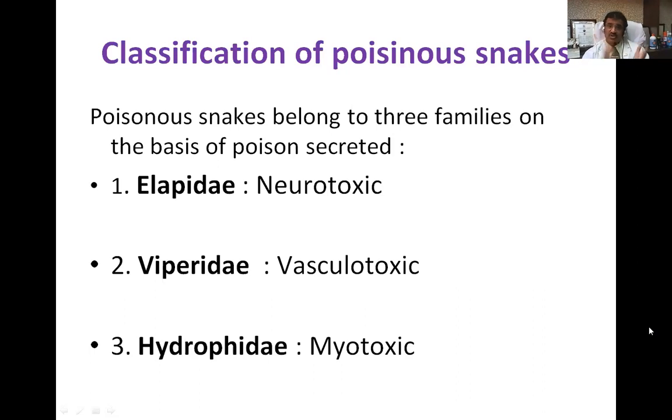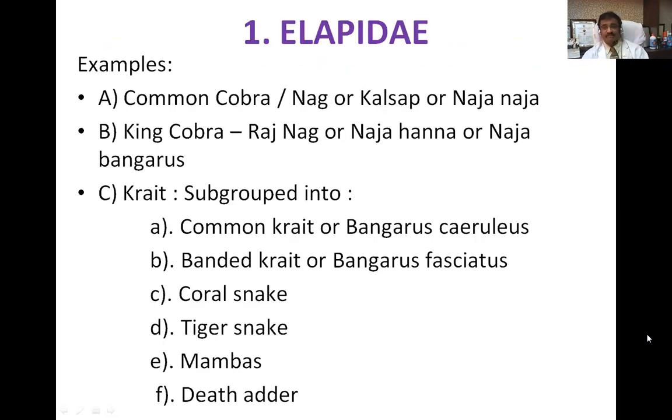Vasculotoxic venom is also called hemolytic venom or hemotoxic venom. And hydrophidae snakes secrete myotoxic venom. So elapidae venom acts on the nervous system, viperidae venom acts on the blood, and hydrophidae venom acts on the muscle. Those are the target organs and systems, I mean to say.